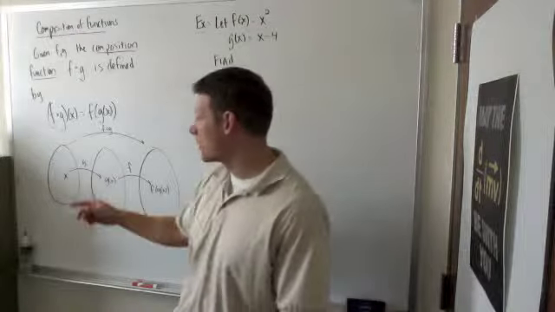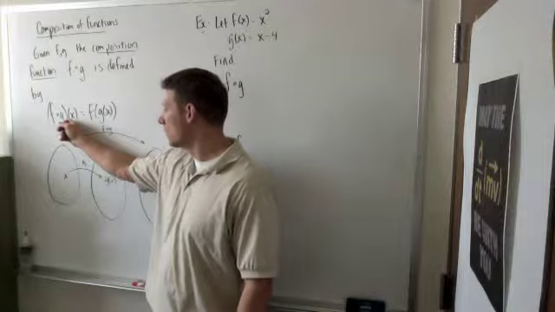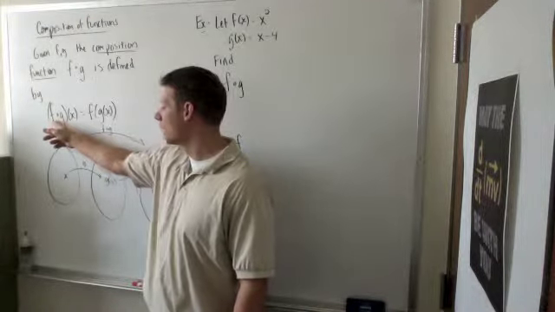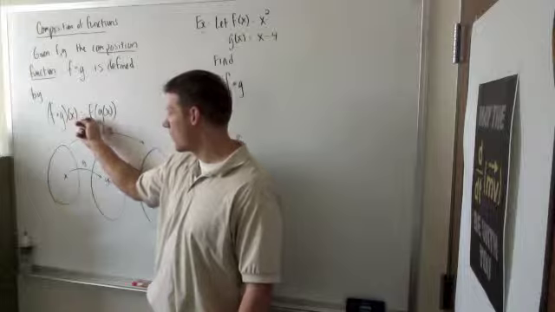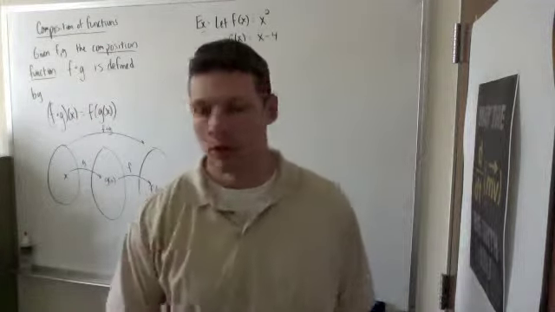And the way this is read is f of g of x. So f of g of x equals f of g of x. Okay, and that's the rule that we're going to use.